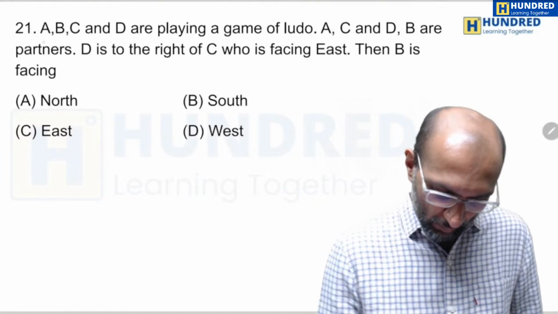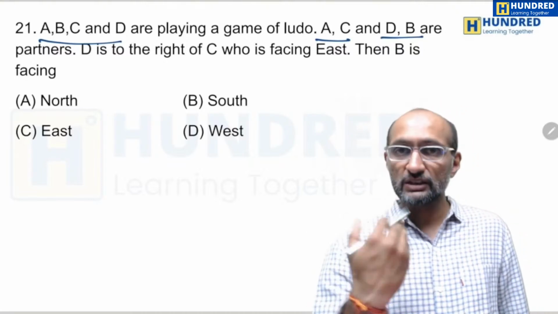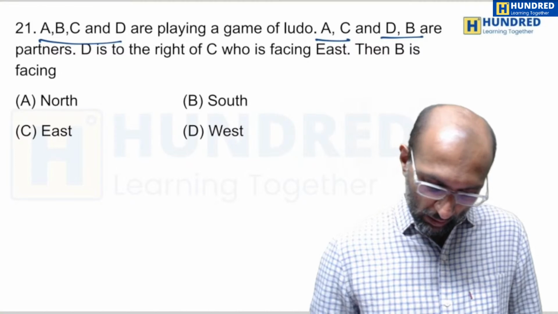Okay, A, B, C, D are playing and they are saying that A and C, and B and D are partners, which means A and C are sitting opposite to each other and D and B are sitting opposite to each other.